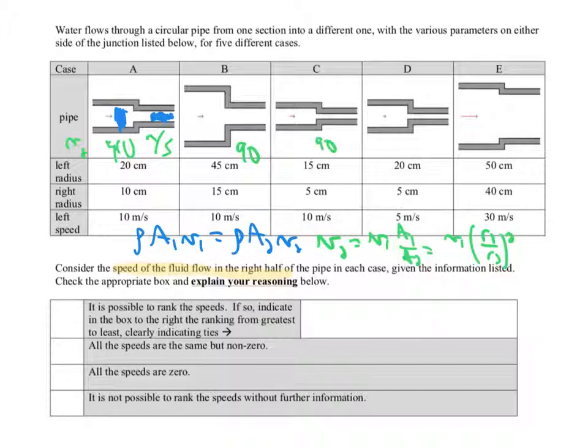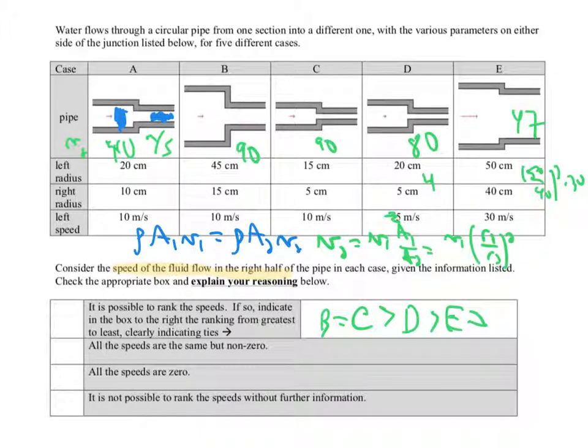and is also 90. In case D, we have 4 times as much here. We square it, that's 16, and we multiply by the 5 to get 80. And then here we have 50 over 40 squared times the 30, and that turns out to be just about 47. So we see that we have B is the same as C. They're both bigger than D, which is bigger than E, which is bigger than A.